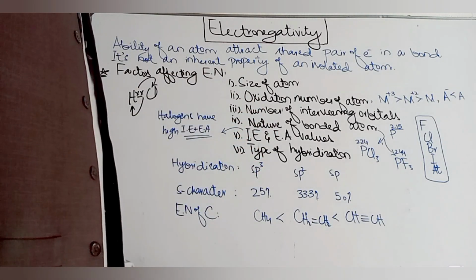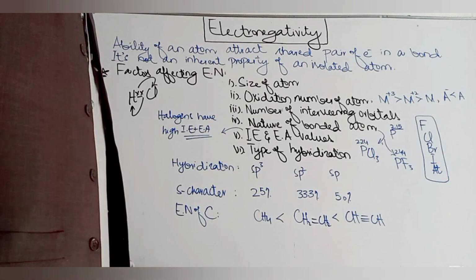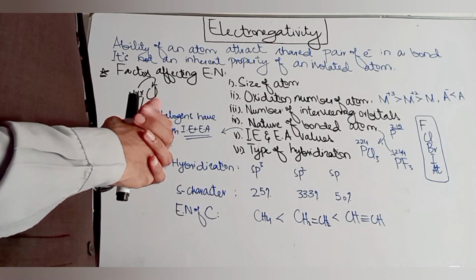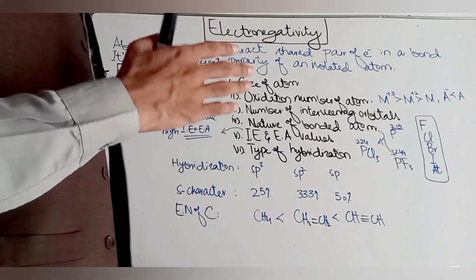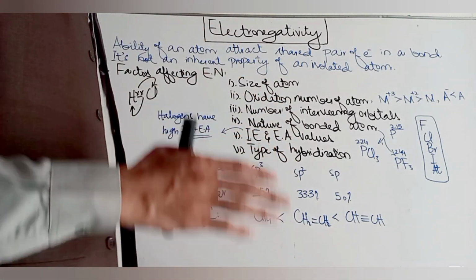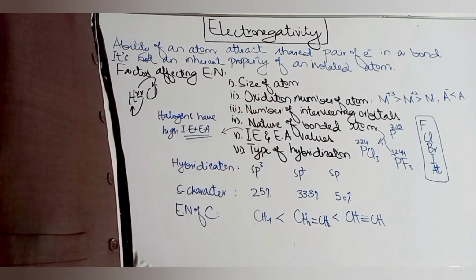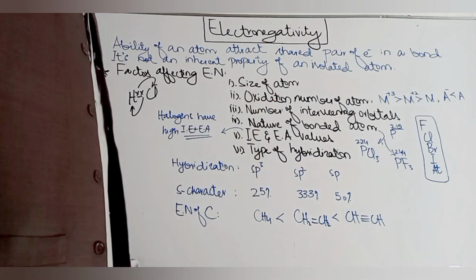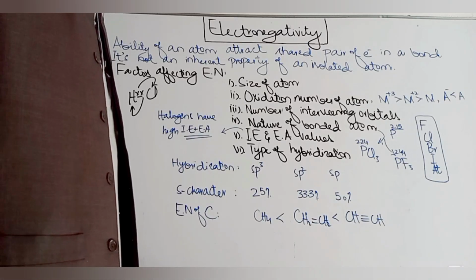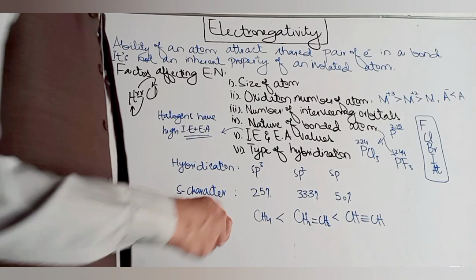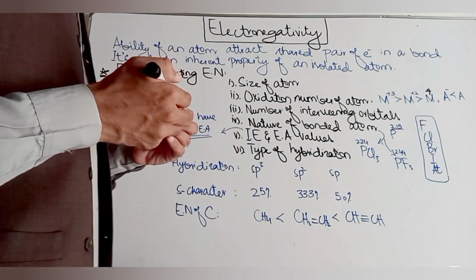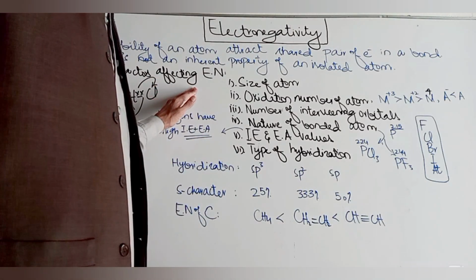The next factor is the oxidation number of the atom. The oxidation number has a direct influence on the value of electronegativity. As you know, the oxidation number can be a positive value or a negative value. First of all, we will talk about the positive oxidation number. Here, M plus 3 has the greatest electronegativity as compared to M2 plus, and that has greater electronegativity as compared to M plus. So the greater the positive oxidation state, the greater the electronegativity of an atom.